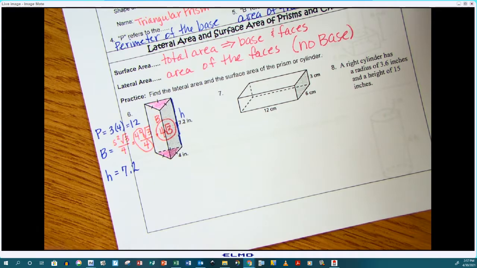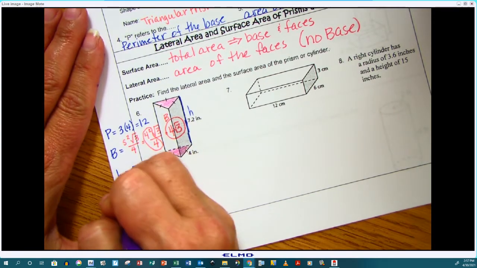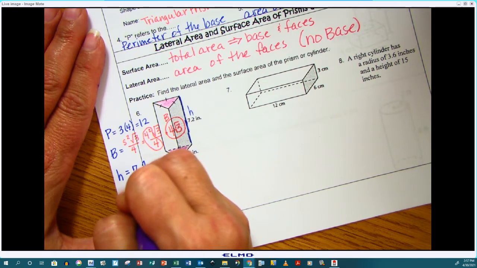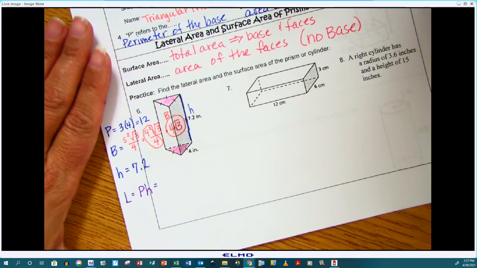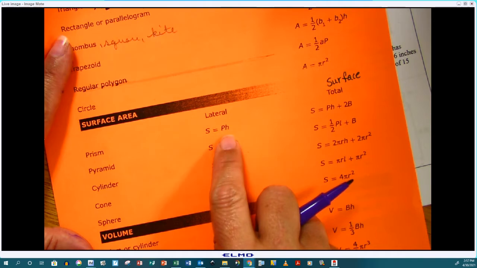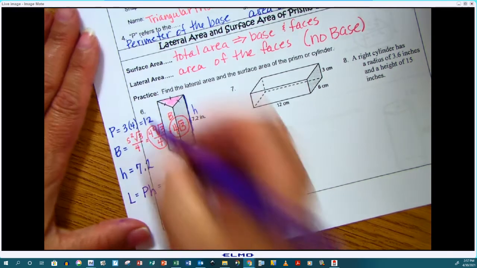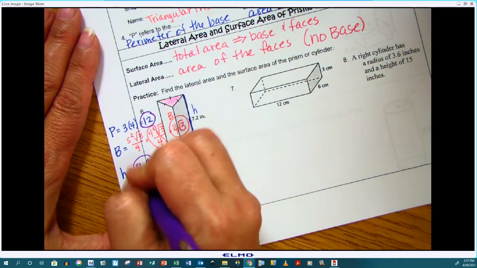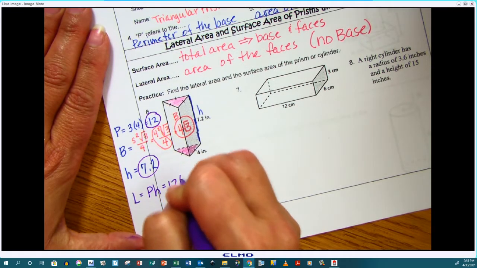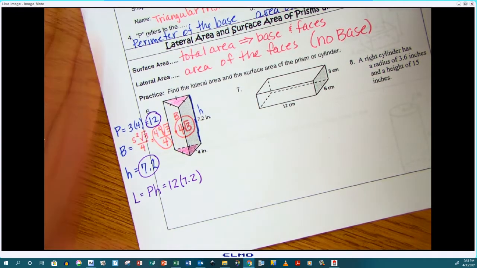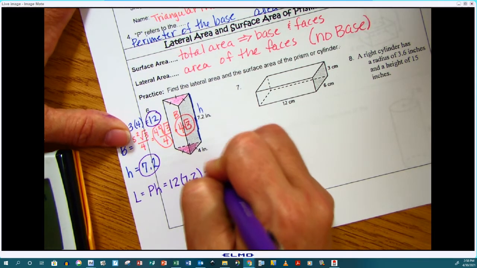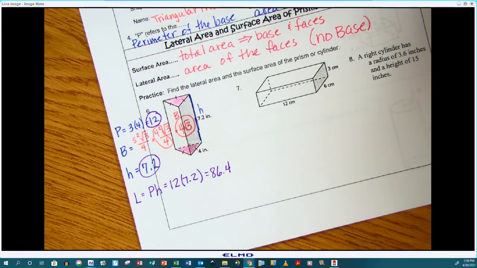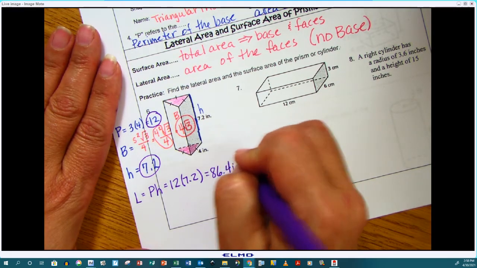So now the fun part. Lateral area is PH. It says so right here. The lateral area of a prism is PH. We have a P and we have an H. 12 times 7.2. So this is 86.4. And this is inches squared.